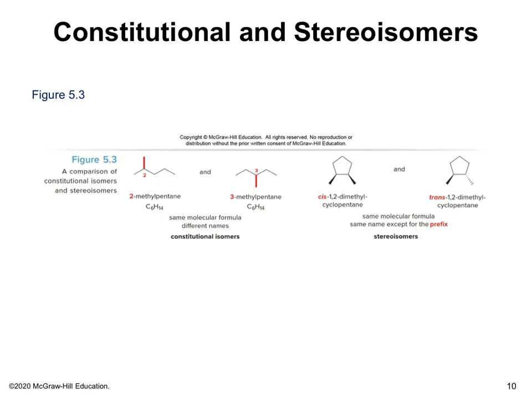So they're showing you here constitutional isomers. This is an example of constitutional isomers. They have the same molecular formula, but they have different connectivity. The 3-methylpentane versus the 2-methylpentane. They're going to have different boiling points and different melting points.